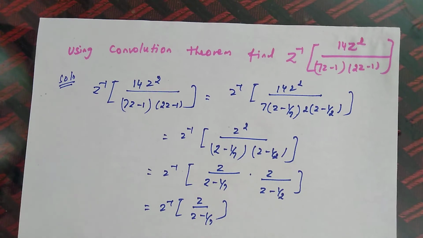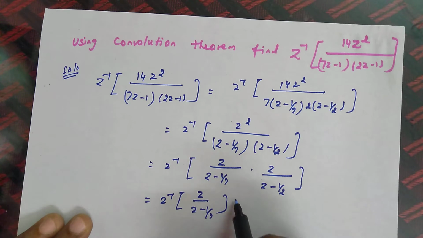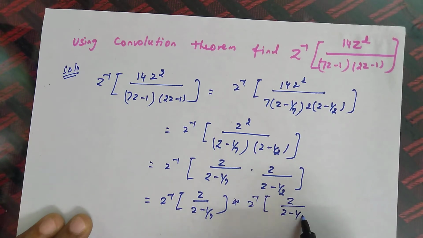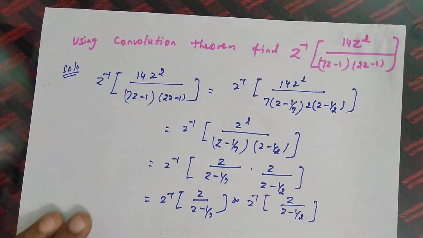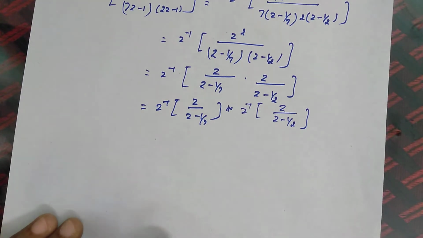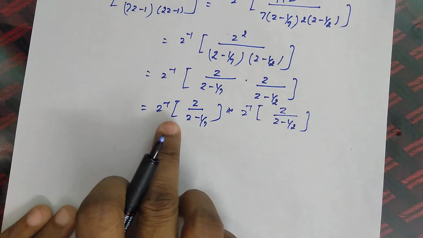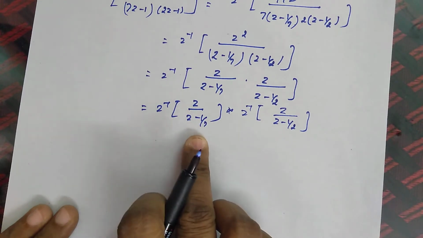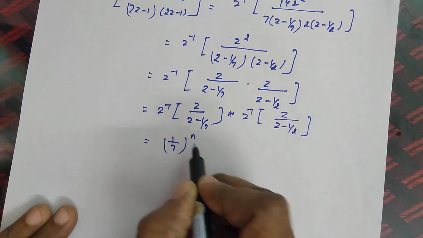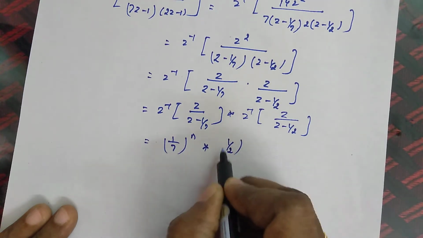Now this can be written as z inverse of z by z minus 1 by 7 star z inverse of z by z minus 1 by 2, because we are going to apply the convolution theorem. So to bring the convolution form only, we have divided by 14 to bring the numerator as z square. Now look at this. This is of the form z inverse of z by z minus a. So what is the result? The result is a power n, that is 1 by 7 power n star, here also 1 by 2 power n.